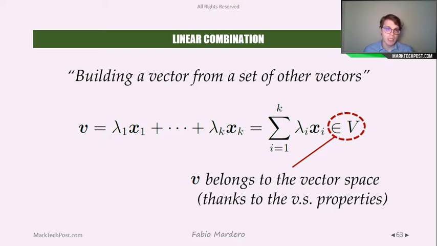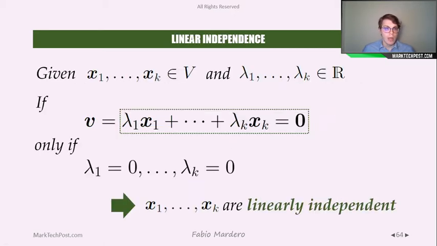What are we doing with the linear combination? Well, we are building a vector that belongs to the vector space from a set of other vectors, which are the x vectors, x1 to xk. Pretty interesting. And we can always do something like this. We just have to define the x vectors and give them some coefficients.